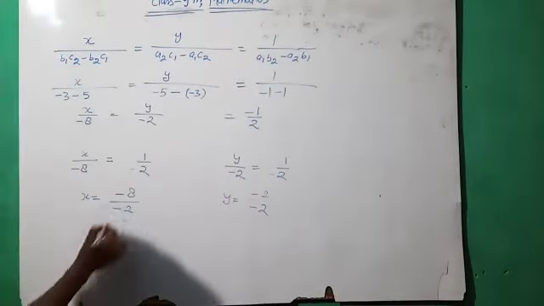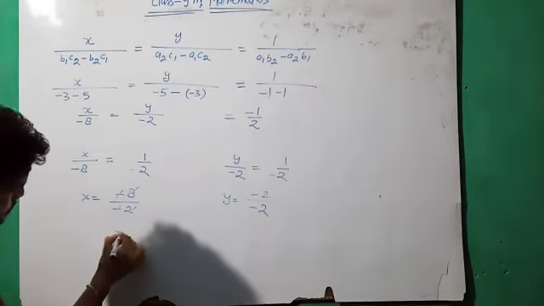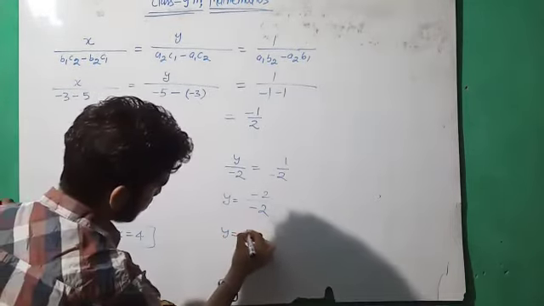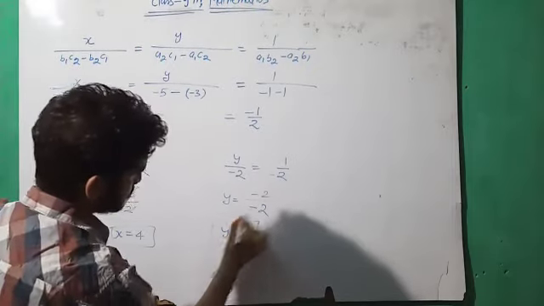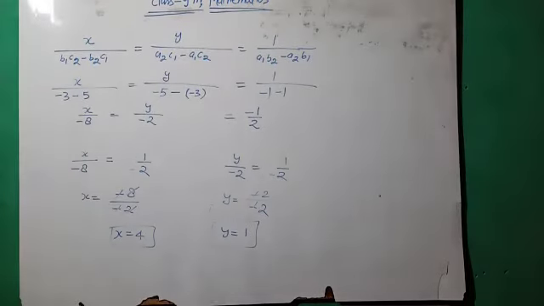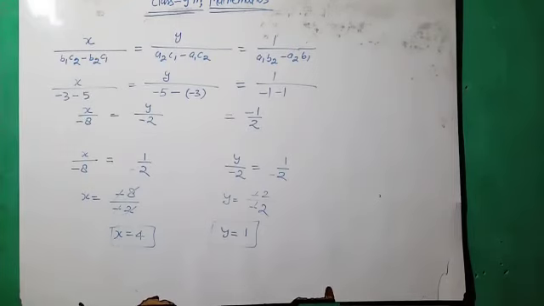So what is the value of x? 2 fours are 8, so x equal to 4 and y equal to 1. So these are the values of x and y. Okay, so I have discussed all these methods, substitution method, elimination method and cross multiplication, for solving two linear equations.